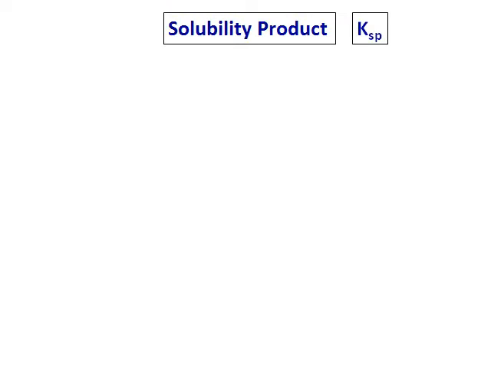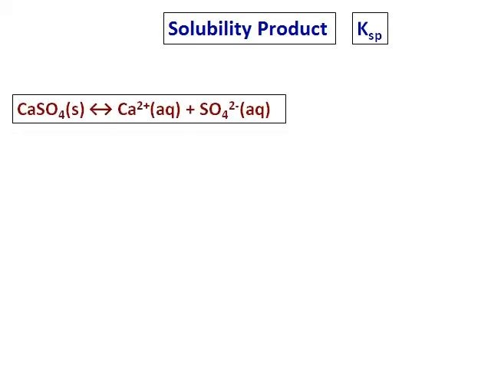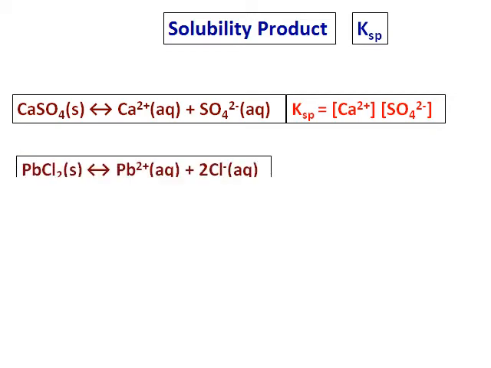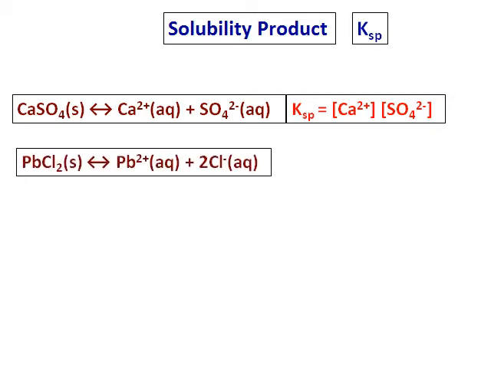Before we proceed into calculation, we should learn the simplest thing, how to write the Ksp equilibrium. Suppose the reaction is calcium sulfate solid giving you calcium ions and sulfate ions. The Ksp is simple: it will be the product of the concentrations of calcium and sulfate ions. But for a reaction like PbCl2, where I have 2 Cl minus, remember to raise the concentration of Cl minus to the power of 2.